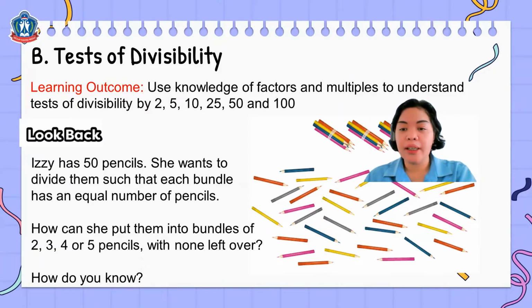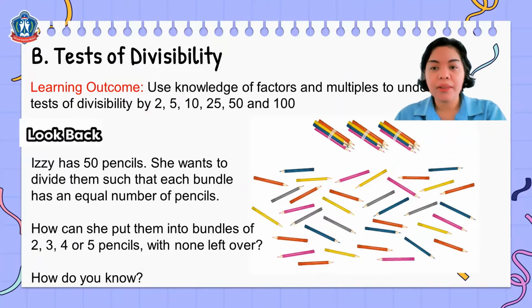Now I have a picture here and a problem. Easy has 50 pencils. She wants to divide them such that each bundle has an equal number of pencils. How can she put them into bundles of 2, 3, 4, or 5 without any remainder? It means, how can she divide 50 by 2, by 3, by 4, or by 5? Can she divide 50 by these numbers without leftover? If you know the answers, you can share that during our class.